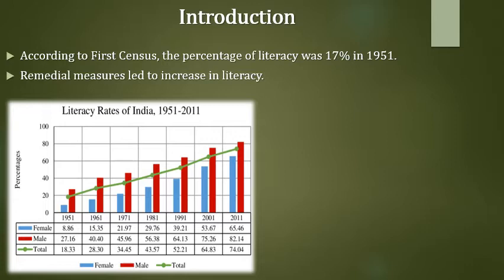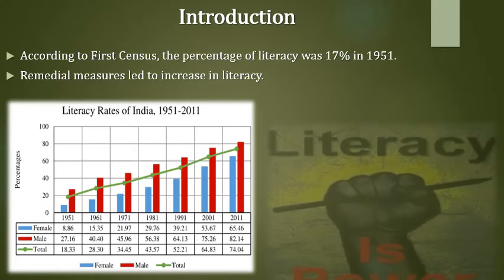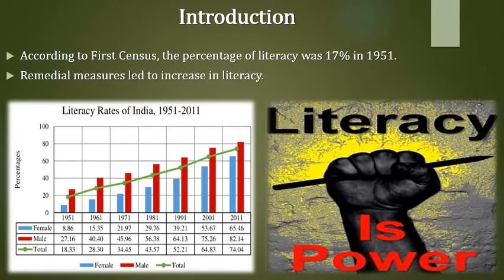In the first census, the literacy level was 17%. It rose up to 64% in the year 2001. Improving this percentage was a serious challenge for the Government of India. Several remedial measures led to the increase in literacy. Let us know about primary education.